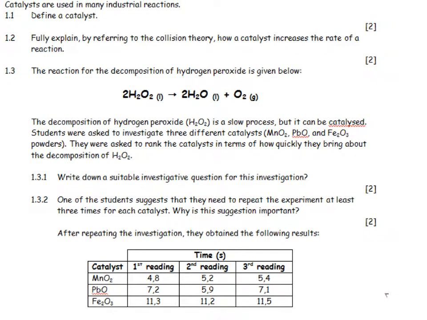So the first thing we need to do is to define a catalyst, and that is straight off your list of definitions. It is a substance that alters the rate of the reaction, but it is unchanged at the end of the reaction. It doesn't never change, it's just unchanged at the end of the reaction.